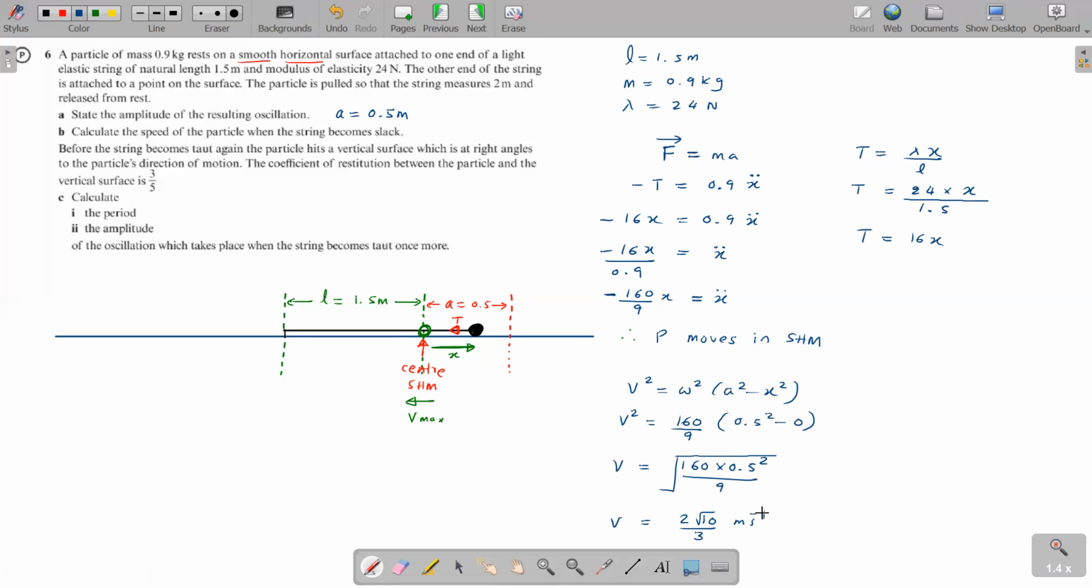So I'll leave it in exact form. No, it's 2.11, correct to 3 significant figures. Okay, is that okay? That's the answer for part B.